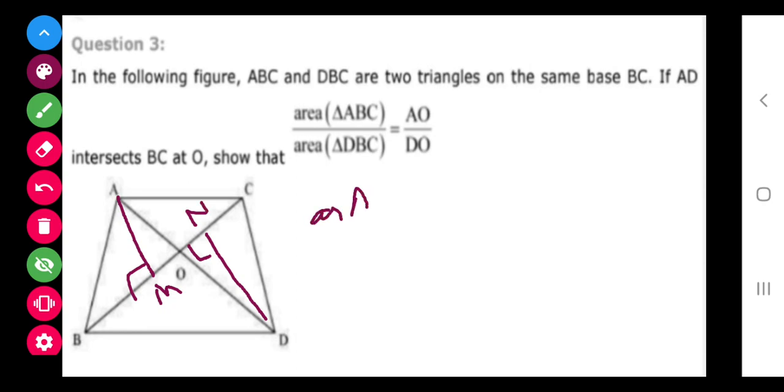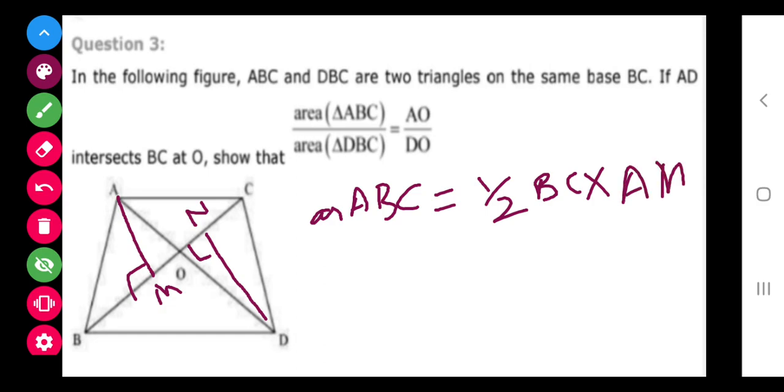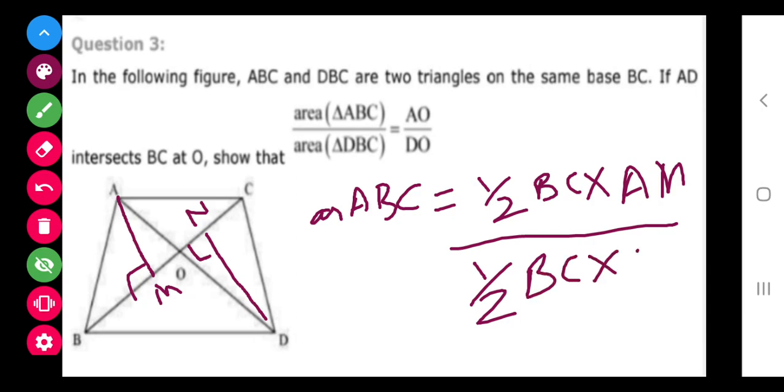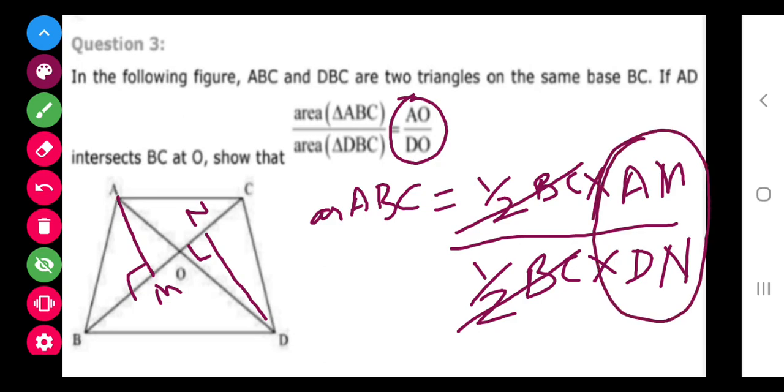Area ABC will be equal to half BC into AM, half base into height, and area DBC is half BC into DN, because they have the common base. We want an answer which is not in square, so this and this will cancel out. Now what we need to prove is AO upon DO.